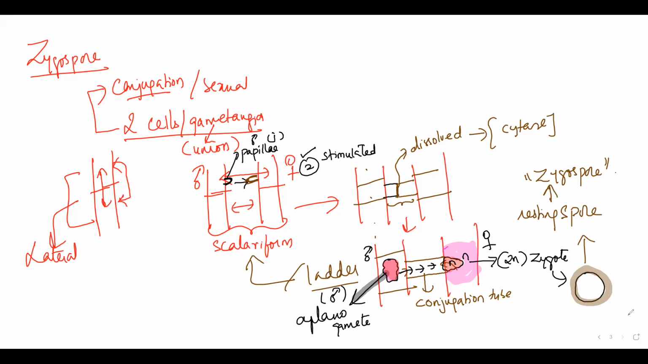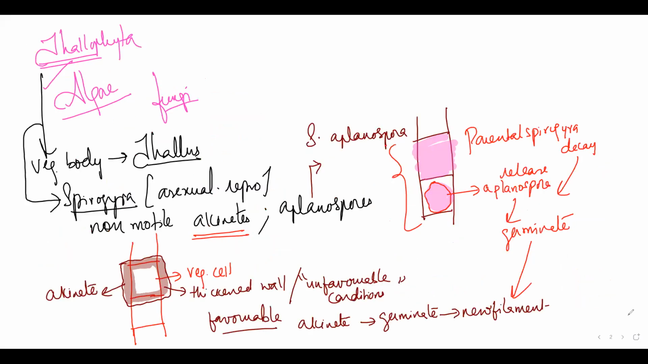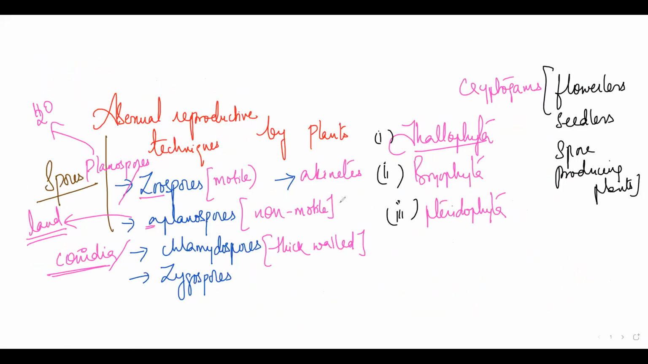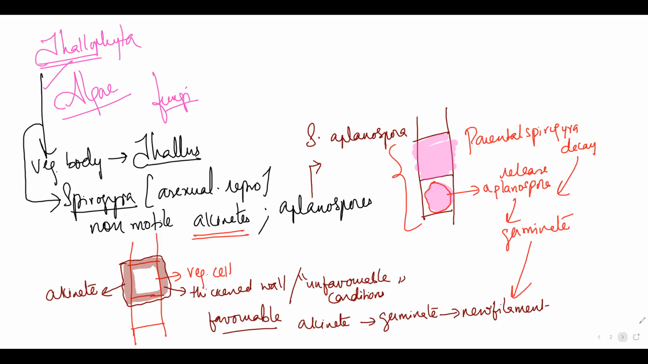Okay, so now you learned about the zygospore. And what have you learned? You have learned about what are echinates. You have learned about the aplanospores. We have learned about the zygospores. We have learned about the echinates. Then we are left over with what is meant by a zoospore now.